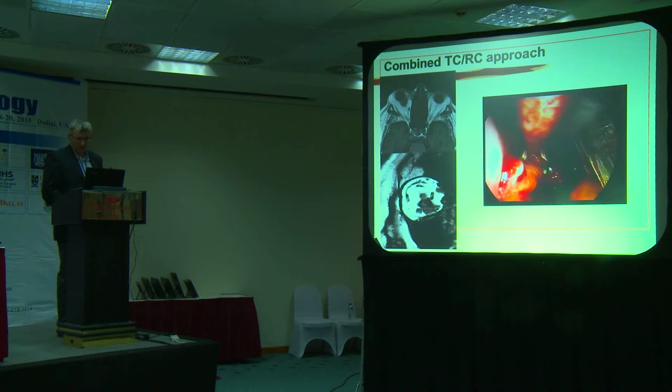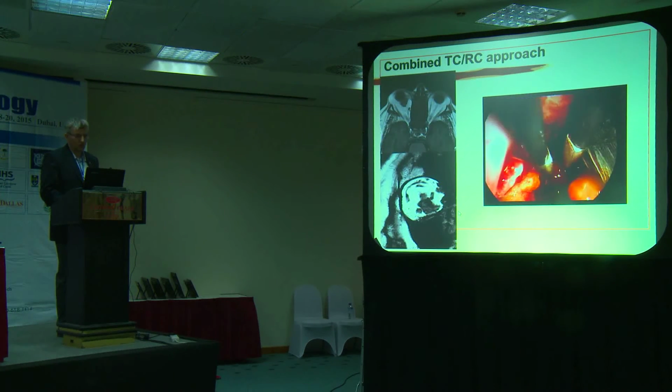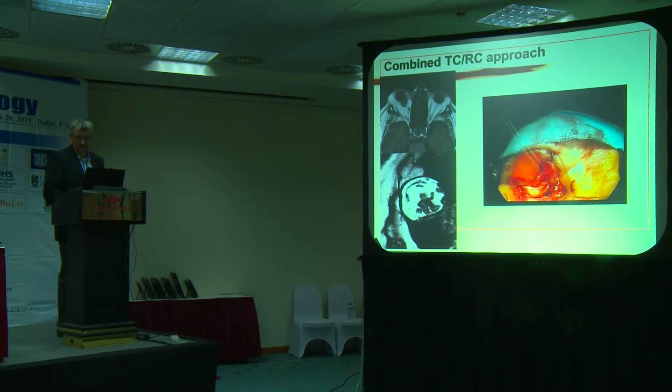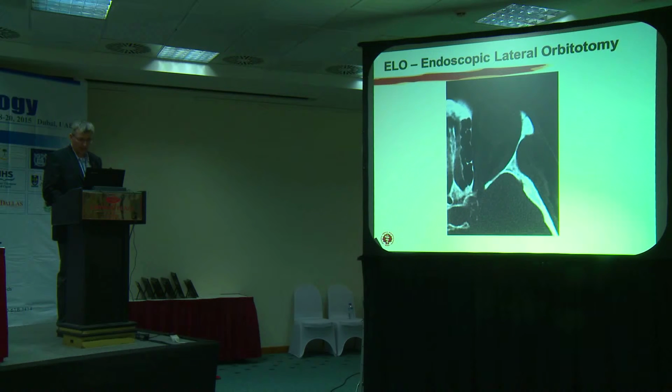Well, we always take these muscles on a string, so we can differentiate between tumor tissue and muscular tissue. The last approach I want to show you is the lateral endoscopic approach, a modification of the neurosurgical approach.